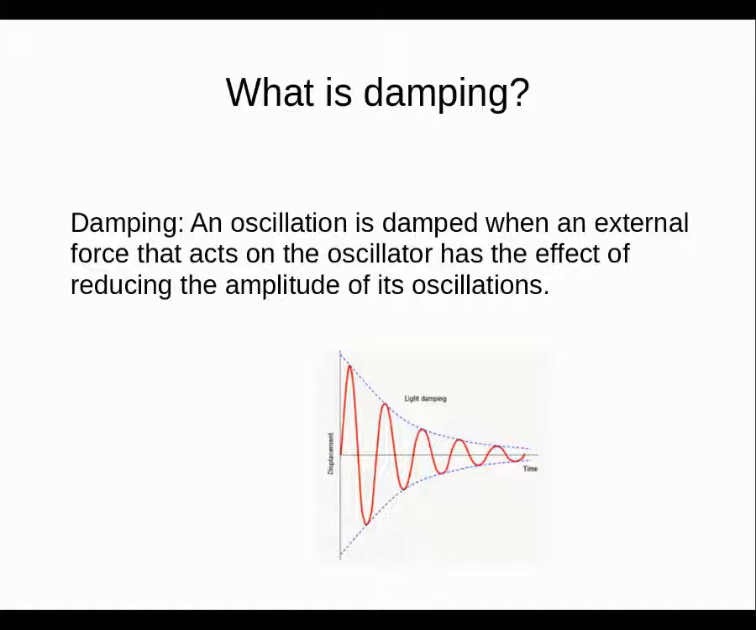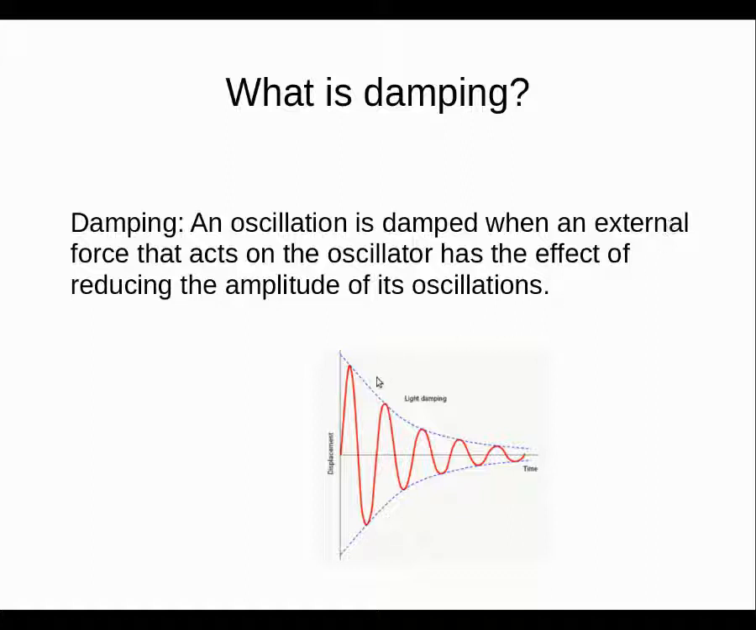Okay, so hopefully you've got something along the lines of what we have here. An oscillation is damped when an external force that acts on the oscillator has the effect of reducing the amplitude of its oscillations. We need to tease out some of the terms here. What do we mean by an external force? Because we already know that there is a force involved in oscillations which causes the acceleration. So we need to make sure we're clear about what this external force is.